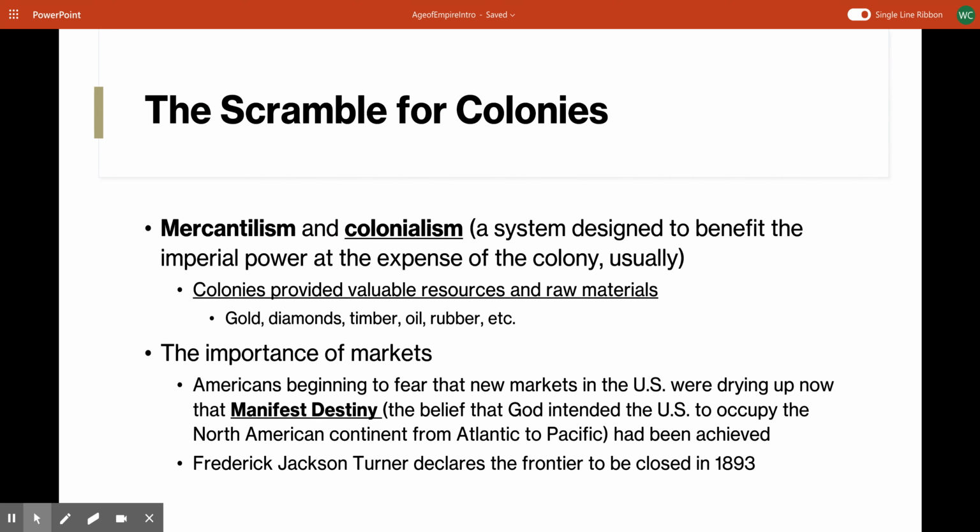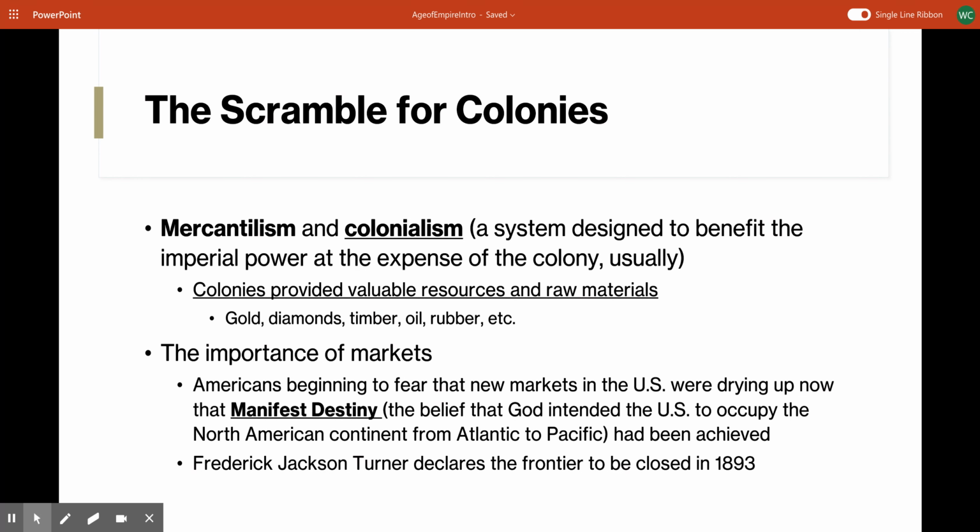The United States had emerged as the world's leading industrial power during and after the Gilded Age. And capitalism as a system could only really thrive and grow and expand as long as people purchased the products of industry. And at the end of the 19th century, at the end of the 1800s, Americans were beginning to fear that new markets within the United States were drying up now that manifest destiny had been achieved.